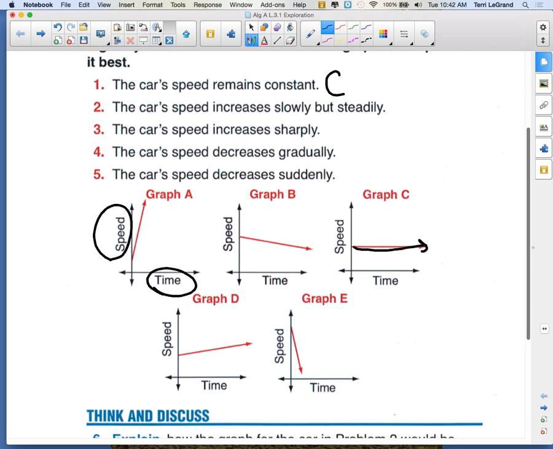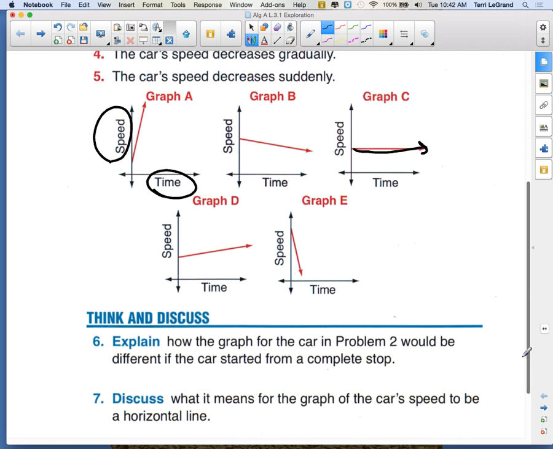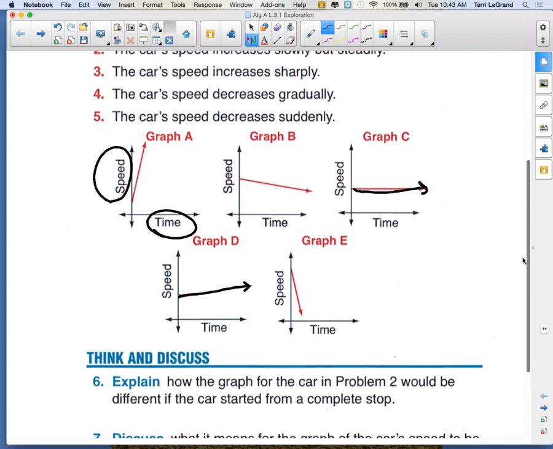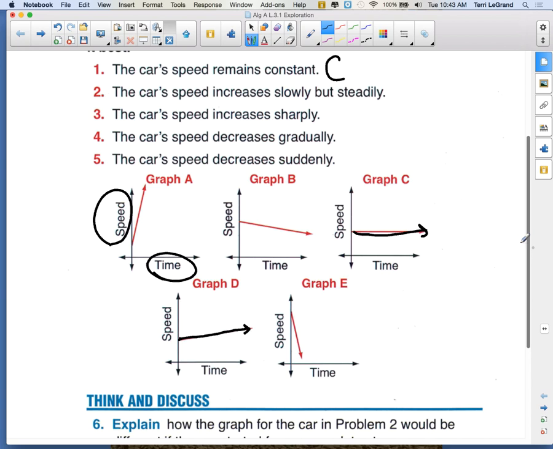Okay, how about number 2? The car's speed increases slowly, but steadily. D. That's your graph D, okay? So as we go across the graph, time is going on, and the line is going up at a steady pace, and it's not going up so fast, so it does appear that it is increasing slowly but steadily, so I could agree with that.